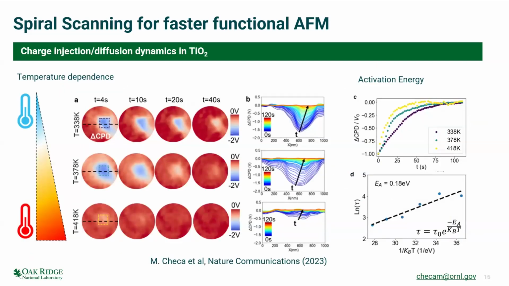Then you can do that as a function of temperature, right? So in this case, we did it using the same sample at different temperatures, and we calculated the diffusion constant, supposing that it is an Arrhenius-like process, and we could obtain some activation energy for the charge diffusion within our sample.